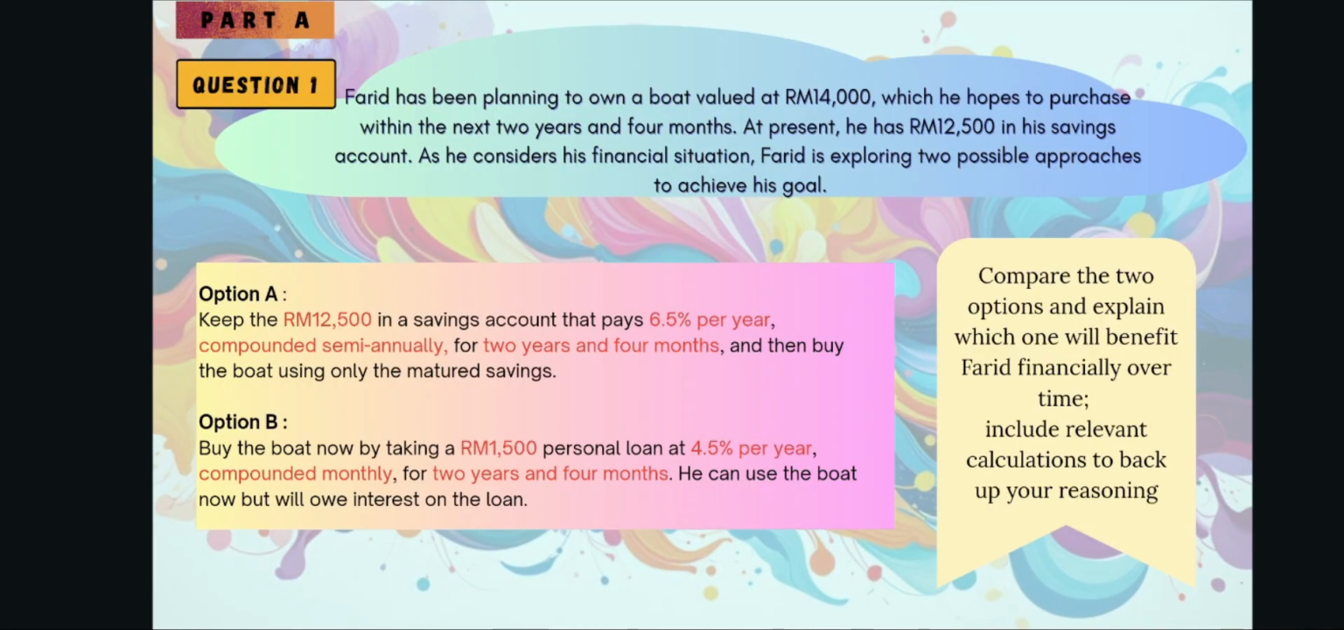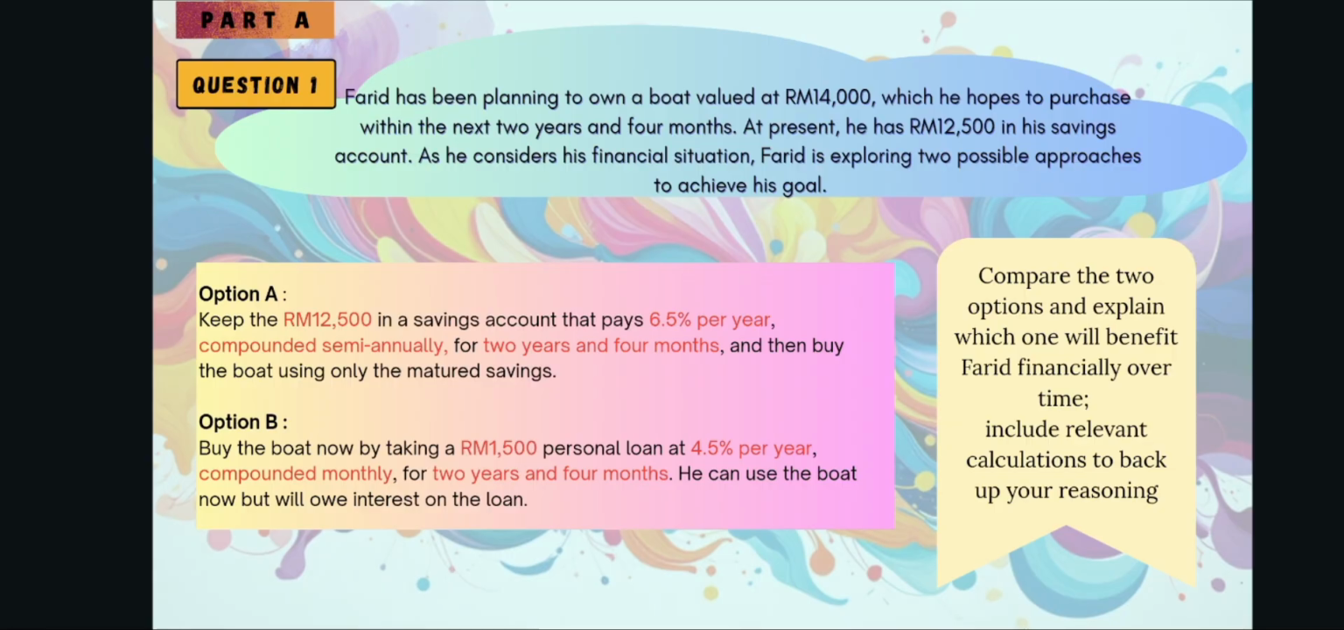Good morning everyone. For part A question 1, it's me, Faiz. I will discuss a case involving Farid, who wants to buy a boat worth RM40,000 within 2 years and 4 months. Right now, Farid has RM12,500 in his saving account. He considers two financial options to achieve his goal.